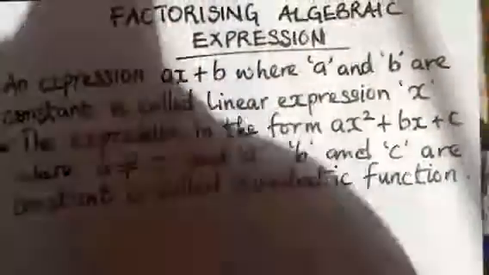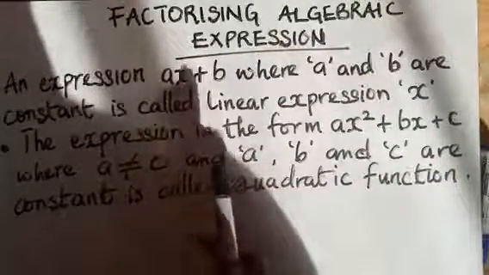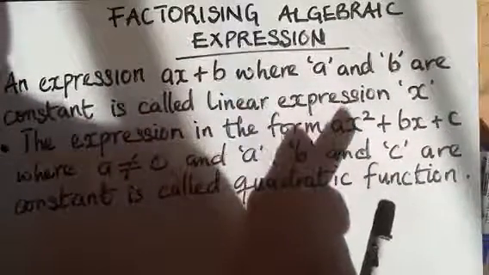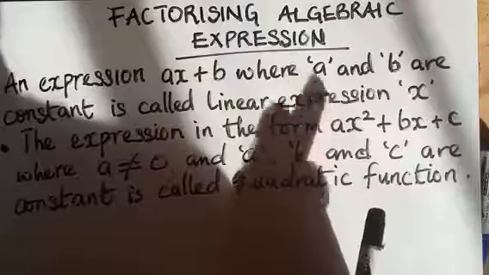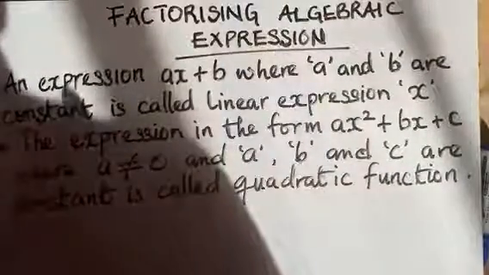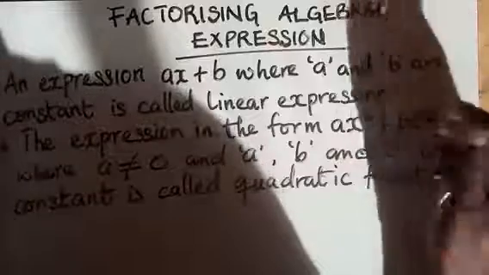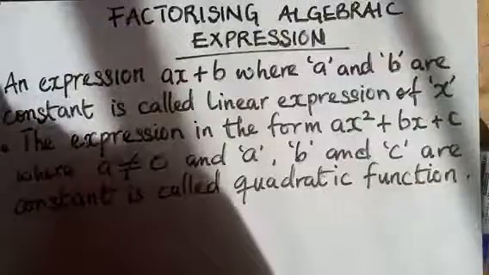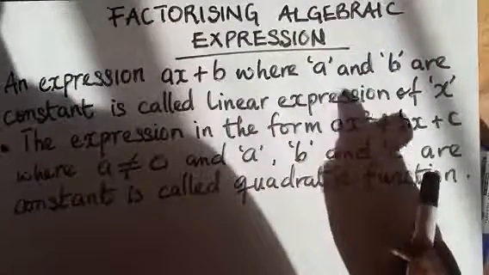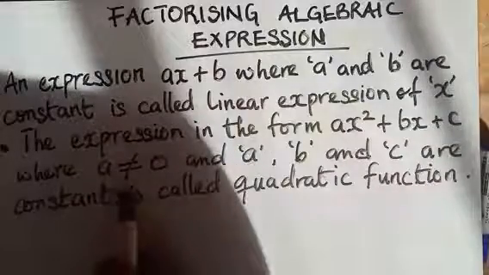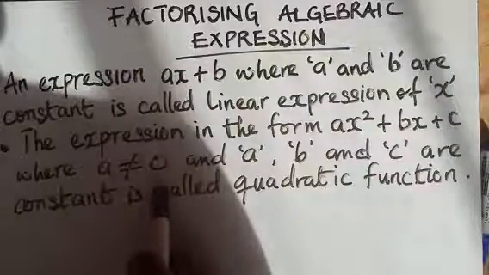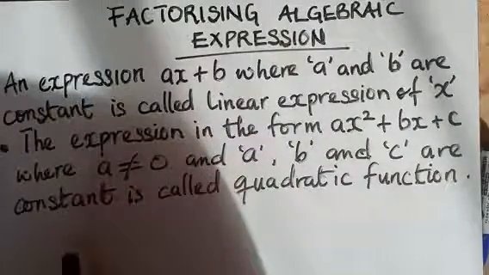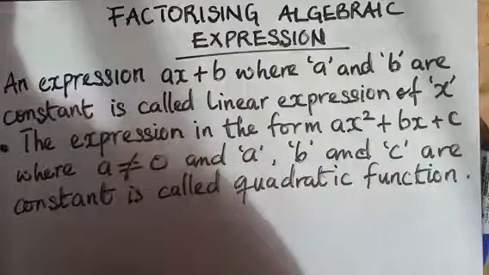Basically, we say an expression ax plus b, where a and b are constants, is called a linear expression. Good. Linear expression of x. The expression in the form ax squared plus bx plus c, where a is never equal to 0, and a, b, and c are constants, is called a quadratic function.